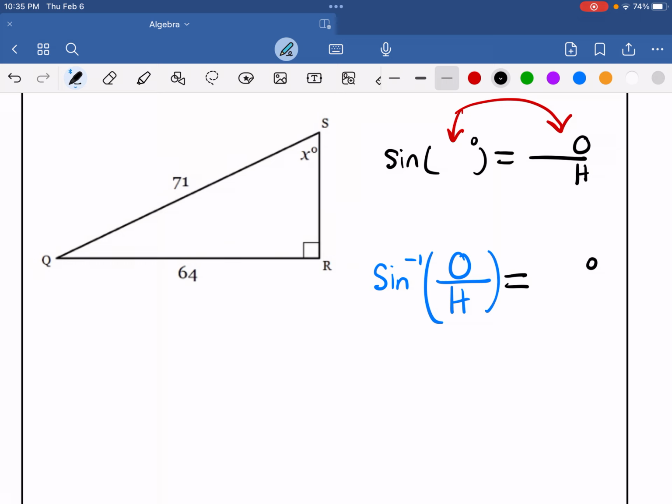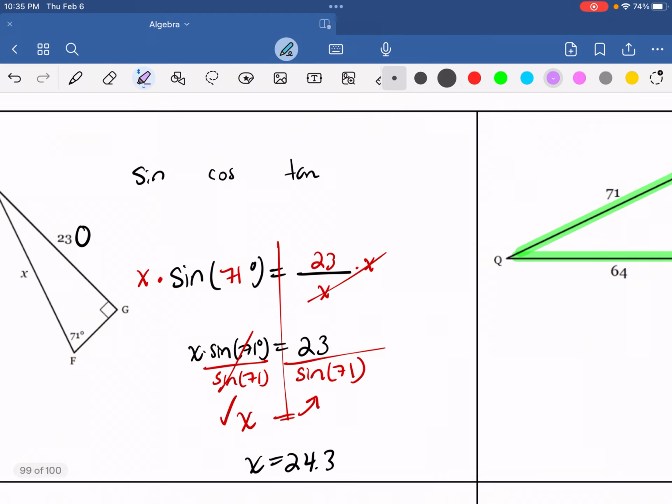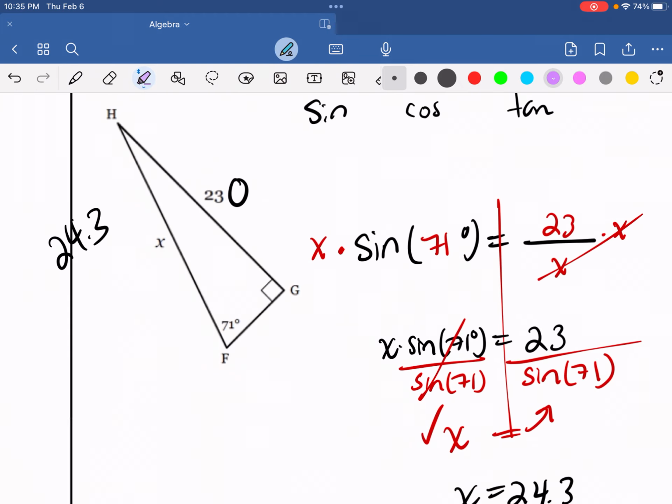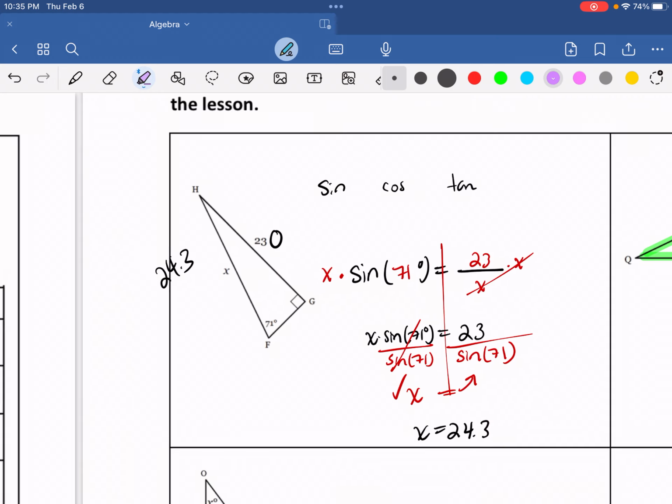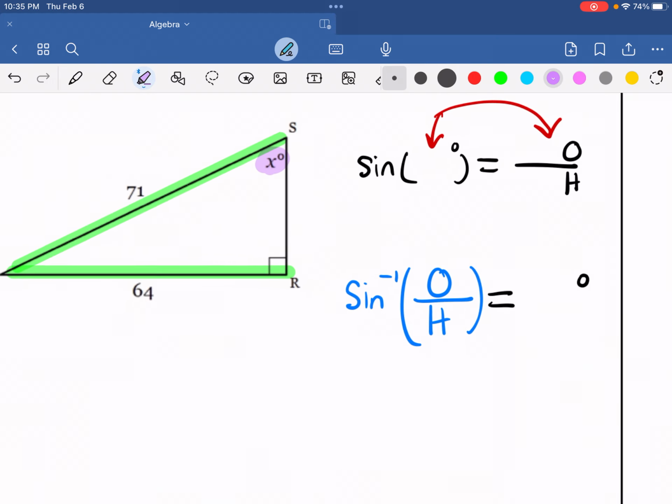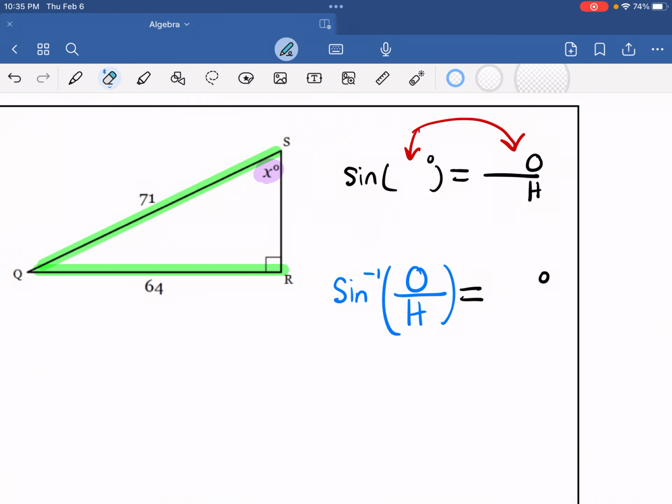So what this means is now in the triangle, you know two sides. I know 71 and I know 64. And now I am finding the degree. So when the degree is missing, you guys have to use inverse trig. Here, we knew the degree, we knew one side, and we needed to find another side. So that's when you use the inverse, when the degree and the ratio need to switch, so that then we can find the degree instead of the ratio.